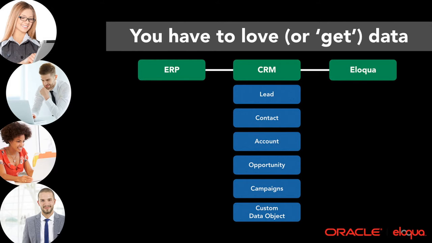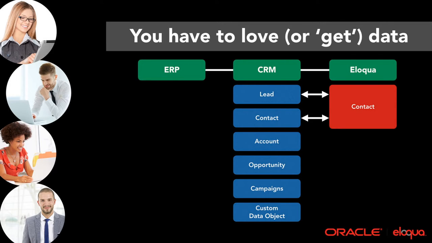The one at the bottom there you can see is called a custom data object. A custom data object is typically built specifically for your organization. So if you're in the business of providing specific types of physical products, and those products may come with warranties, you may have a custom data object that holds warranty information. That would have a relationship back to the contact and then back to the account as well.